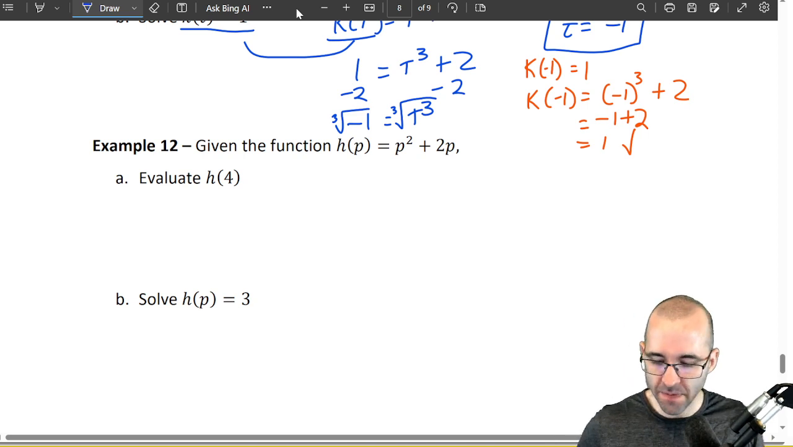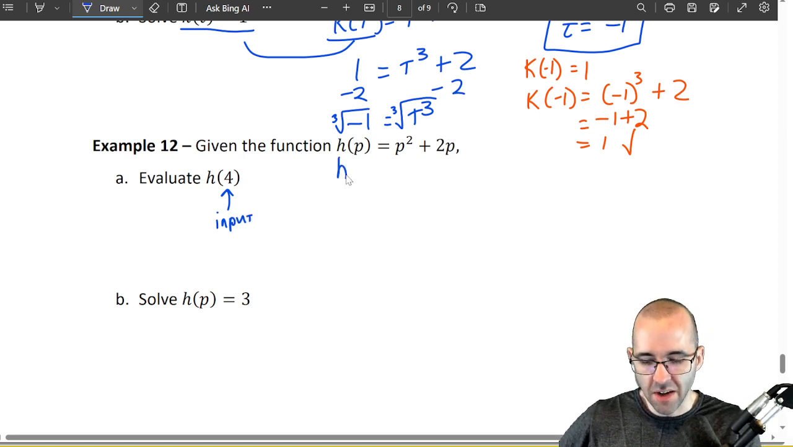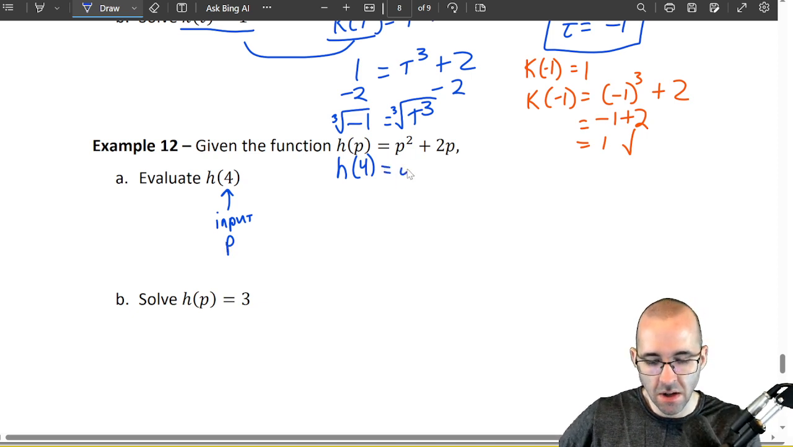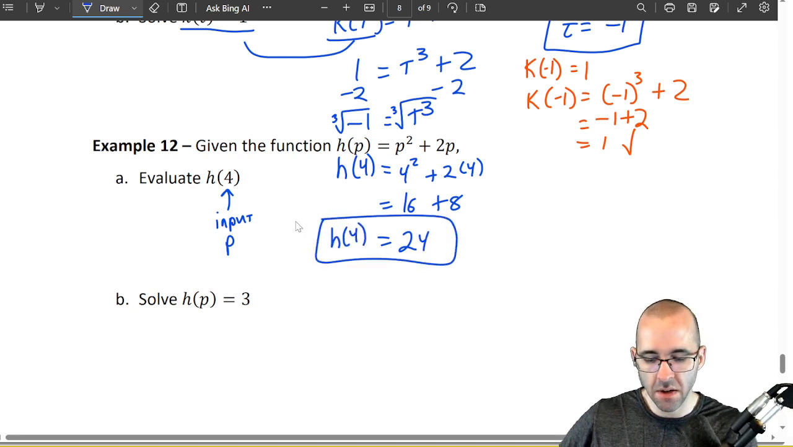That's good practice. So again, evaluate means we know the input. We need to find the output. Replace all the p's with, again, the input's p, so replace all those p's with 4's. 4 squared plus 2 times 4. That's 16 plus 8. That's 24. When our input's 4, our output is 24.